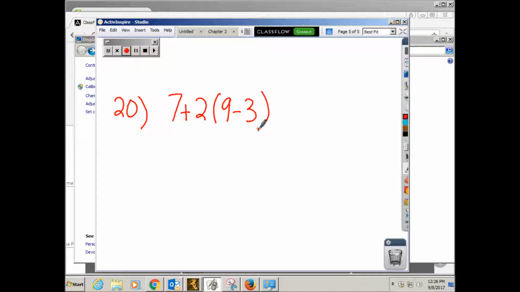What do I do first here? Yeah? Well, you could distribute, or you could do the parentheses. 9 minus 3 is 6. What's 2 times 6? 12. Plus 4. And plus 7. Is what? It's 19. Awesome job.